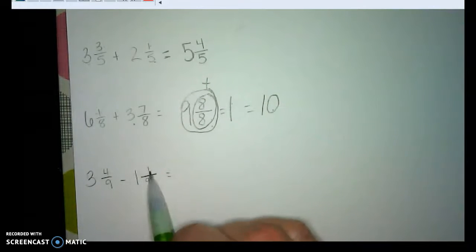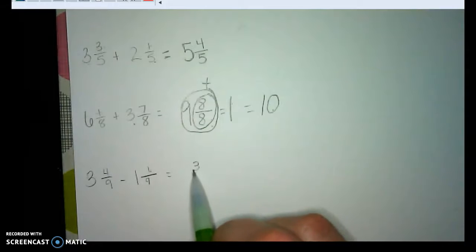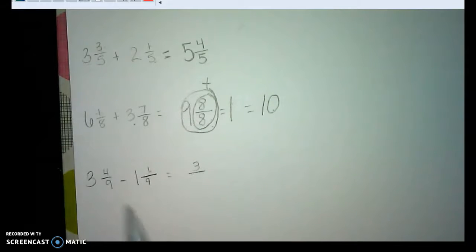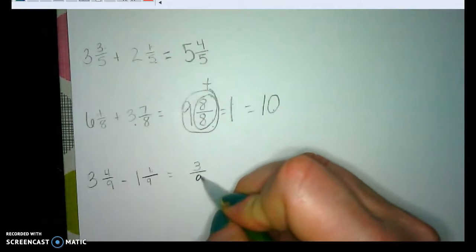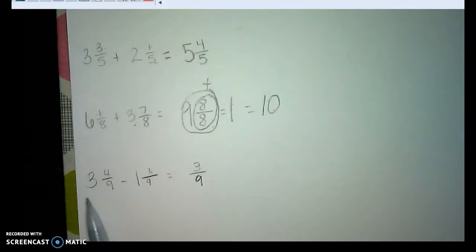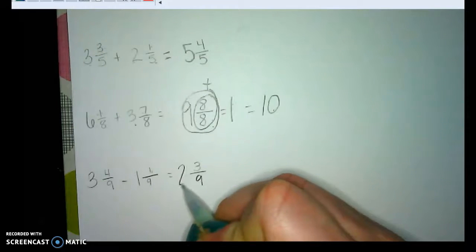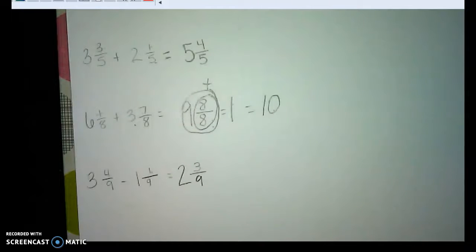So 4 minus 1 is 3. I'm done with my top number. I did not have to regroup. Over 9, right, because my bottom stays the same. And then I need to subtract my whole numbers. 3 minus 1 equals 2. And that's it for today.